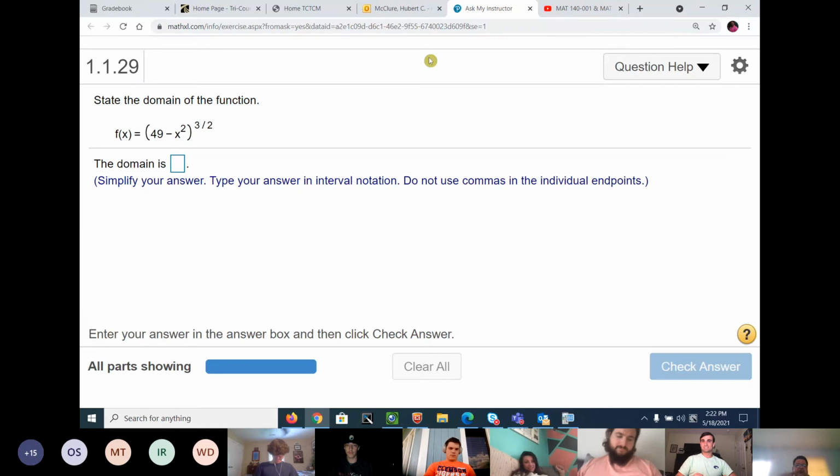Let's try to do this one and see what happens. f of x is equal to 49 minus x squared to the 3/2 power. Now I'm going to go ahead and tell you, you can set what's inside the parentheses equal to 0 and you get the same answer. But I'm not going to do it that way because I'm trying to get 2 or 3 sections of review in instead of 1. So I am kind of making it long, but it's for instructional purposes. So let's go to the whiteboard.